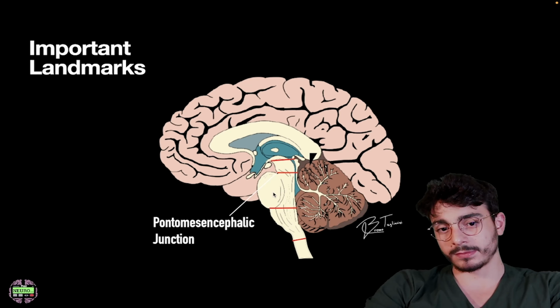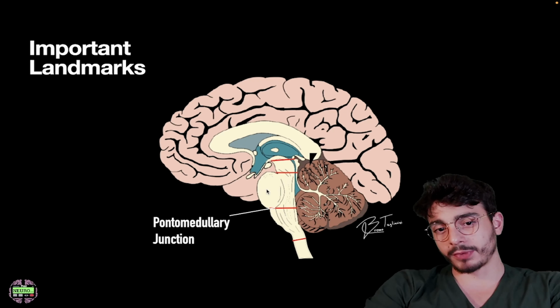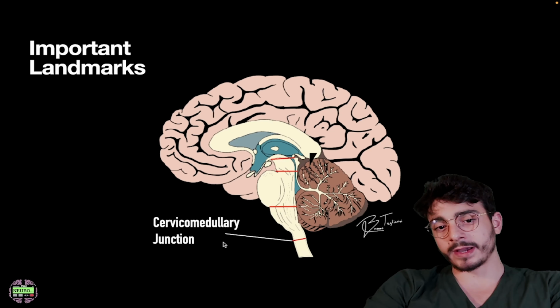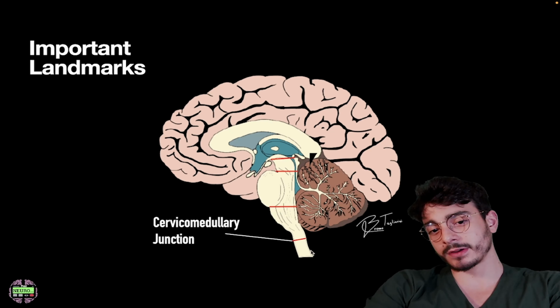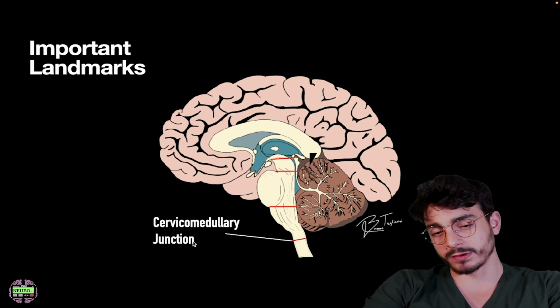Here we have the pontomesencephalic junction: the pons here, and the mesencephalon. Then the pontomedullary junction: the pons and the medulla oblongata. And cervicomedullary. Why cervical? Because it is from the cervical spinal cord, and medullary from the medulla oblongata. So, the cervicomedullary junction.